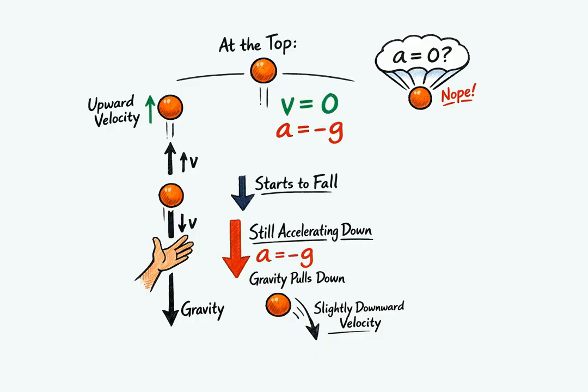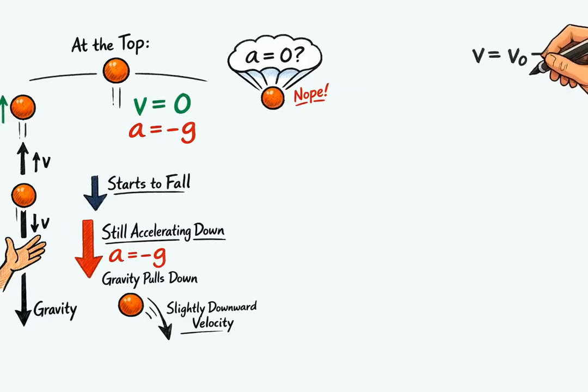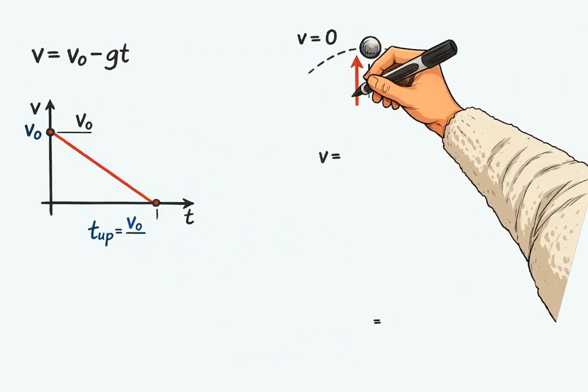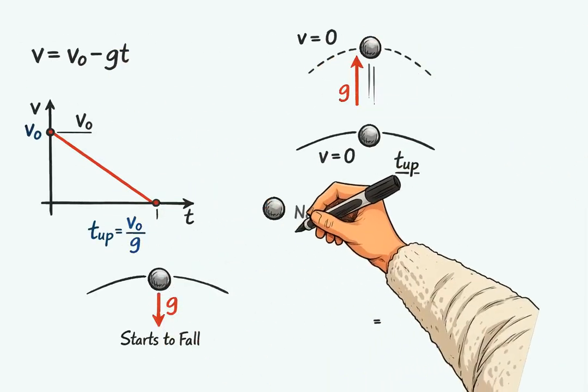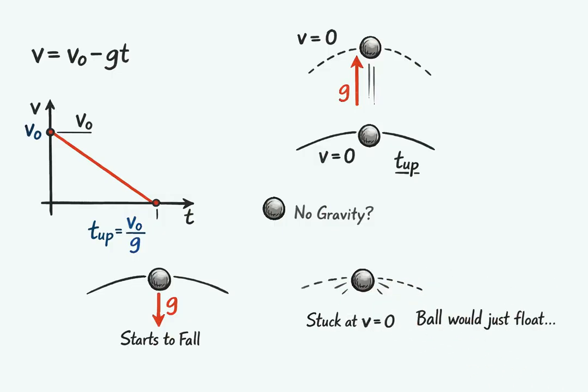Immediately after the peak, the velocity becomes slightly negative and the ball begins moving downward. You can see that directly from v = v₀ − gt. If v₀ is greater than 0, then v decreases linearly with time. Setting v equal to 0 gives the time to the peak: 0 = v₀ − gt, therefore t_up = v₀/g.